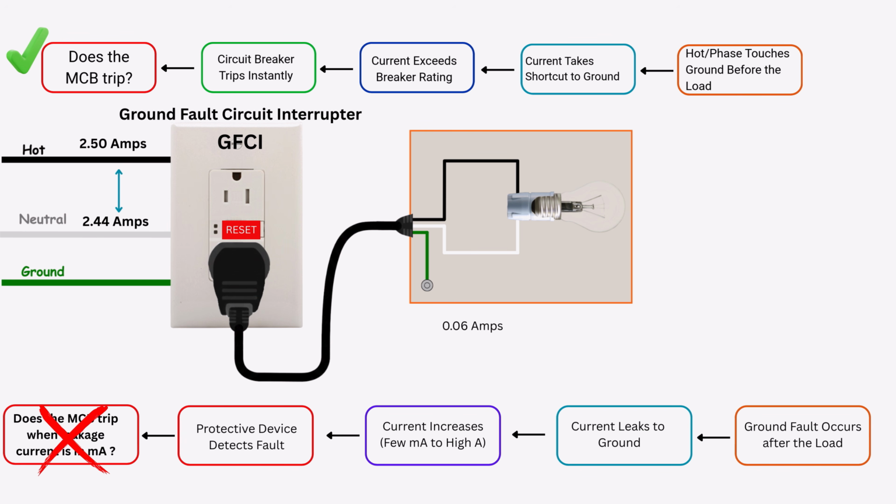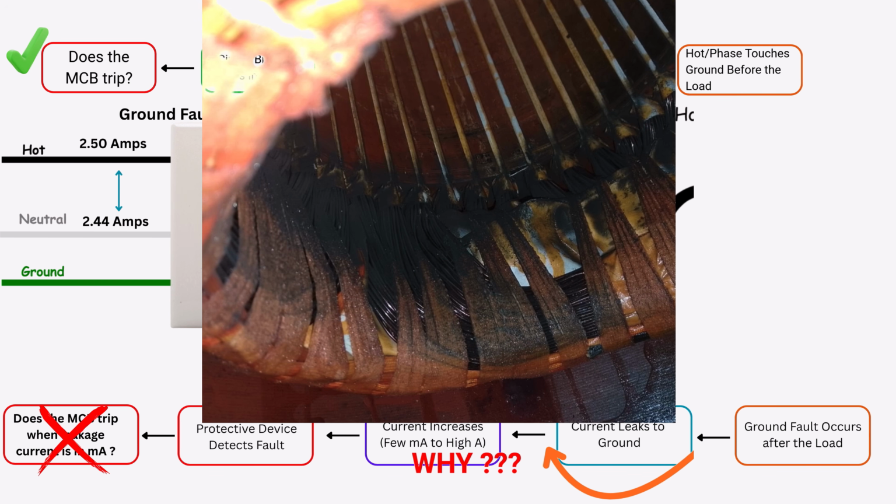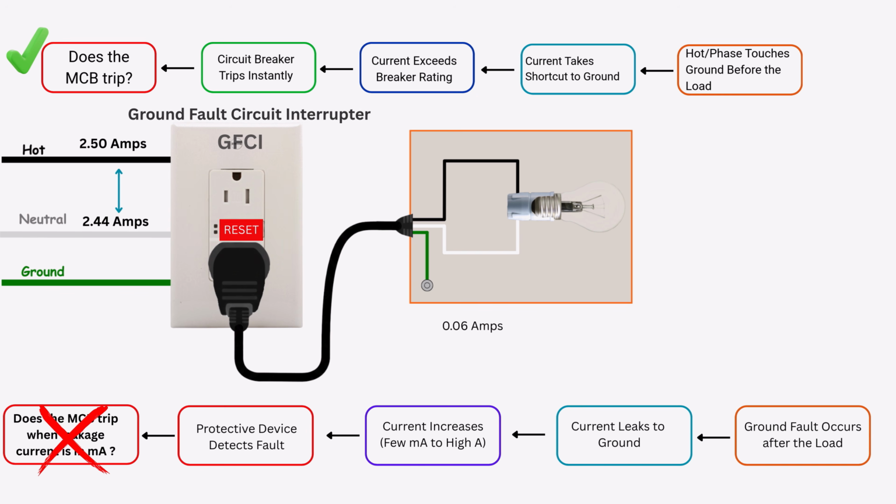The GFCI instantly detects this small difference, even as low as 4 to 6 milliamps, and it reacts incredibly fast, in less than 1/40th of a second. It shuts off the power right away, stopping the flow of dangerous current before serious injury or shock can occur.